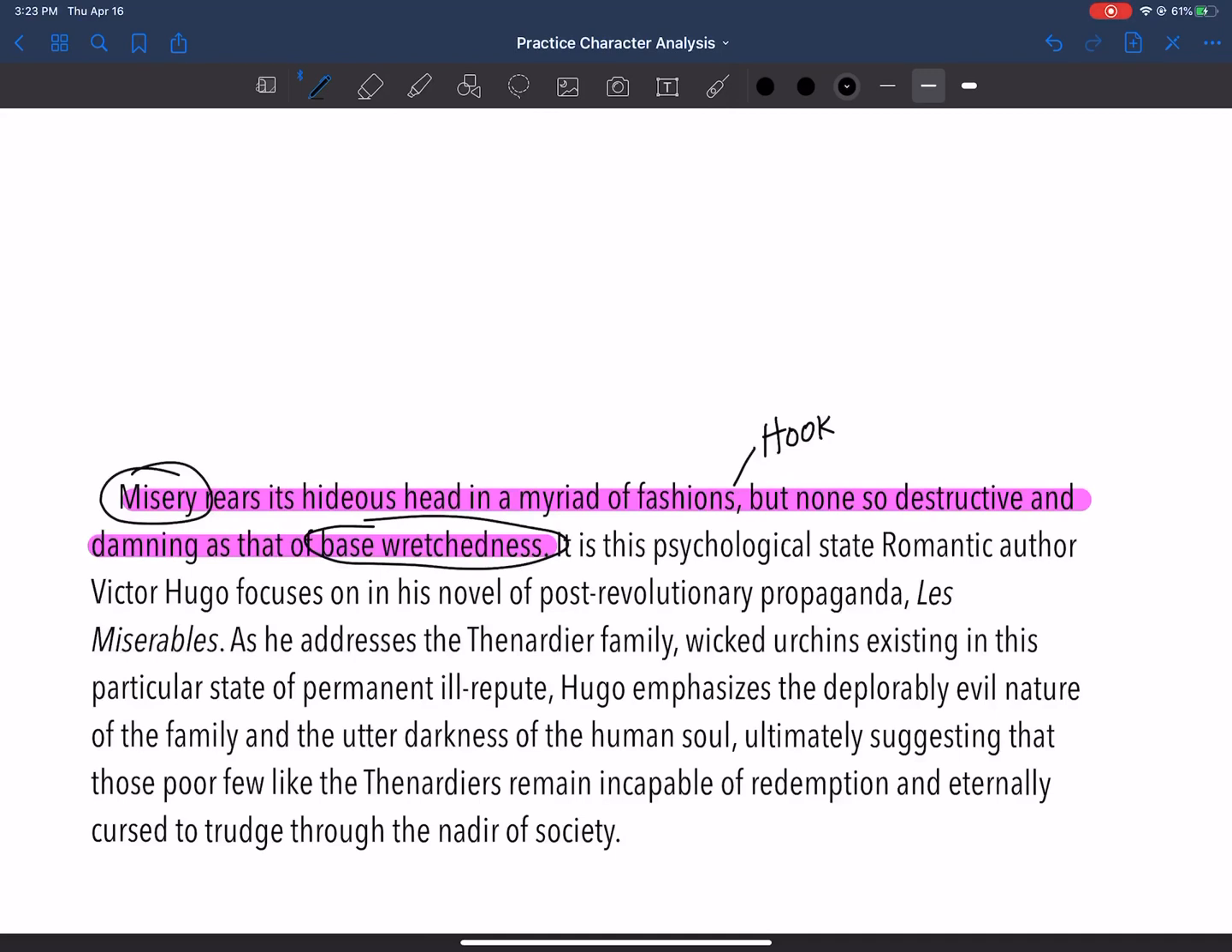Okay. It is this psychological state romantic author Victor Hugo focuses on in his novel of post-revolutionary propaganda, Les Miserables. All right, this is my sentence of background information that gives me all of the GATE stuff. So we have era with our author, we have genre, and we have title. Remember that titles, when you're typing, need to be italicized. Okay, so we have all of our GATE information there, and it also talks about this psychological state, which goes back to this idea of misery, which will come up in my paper a lot.